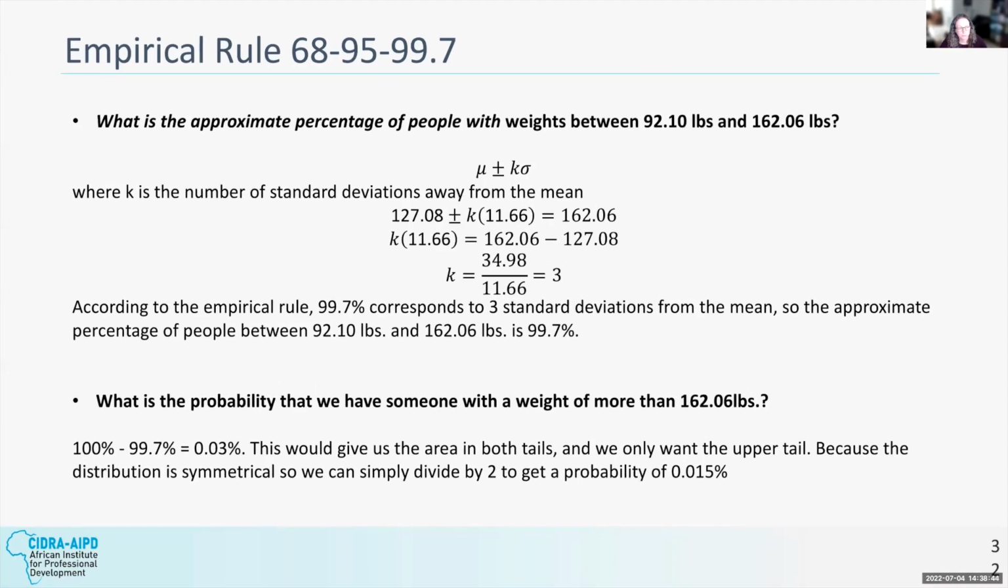Now let's look at the next question. What is the approximate percentage of people with weights between 92.10 pounds and 162.06 pounds? Now, instead of knowing that this is 2 standard deviations from the mean, we don't know. So we're just going to put the value k in here, and then we're going to back calculate it using the same method that we used before. k is the number of standard deviations away from the mean. If you recall the last slide, that was 2. We don't know what it is in this case. So again, we know mu, we'll plug that right in. It's this plus or minus k times the standard deviation, 11.66. Nothing different here except the value k.